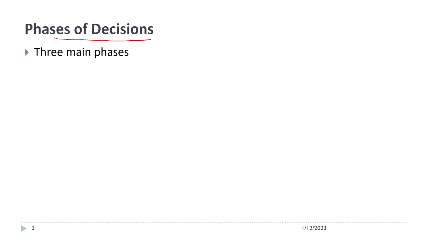Now, we talk about the phases of decision. If you look at the slide, same way we talked about the types of decision, we have three main phases of decision. The first phase is what we call intelligence. Intelligence is phase 1. Here, raw data is obtained. You are obtaining the raw data.